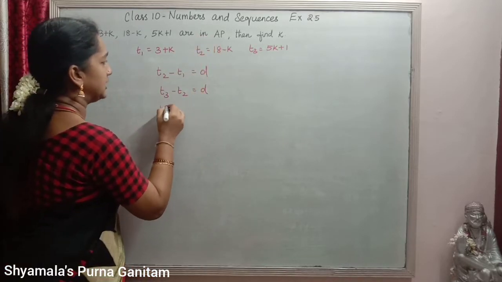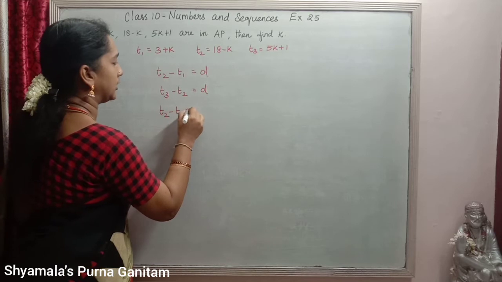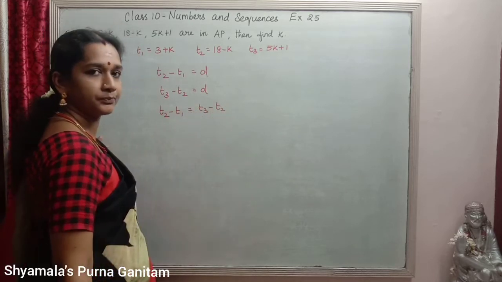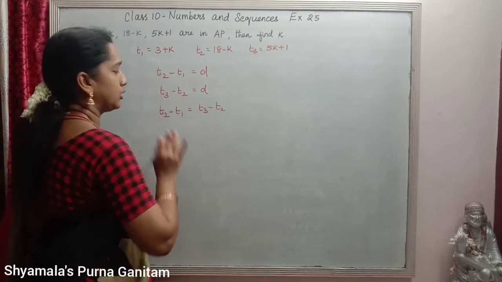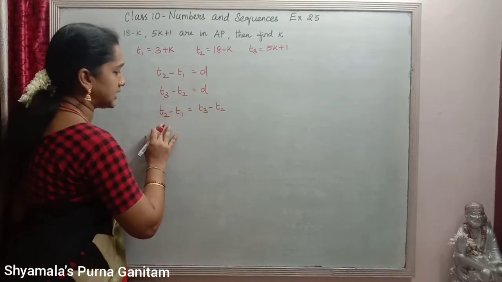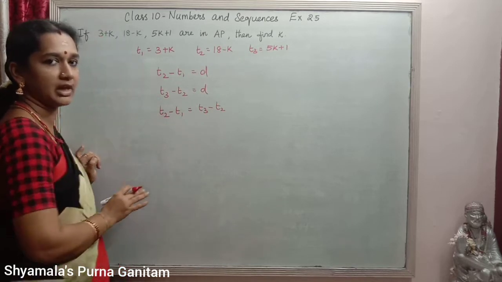So, we can write this as T2 minus T1 is equal to T3 minus T2. Okay, this is equal to this. So, now we know all the terms. We will substitute all those things in this, simplify it and find the value of k.